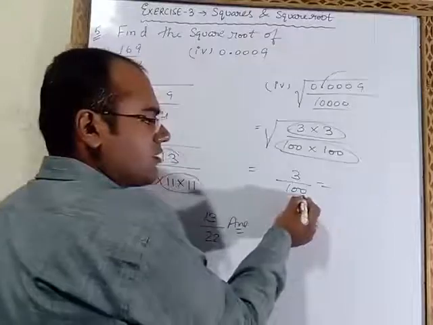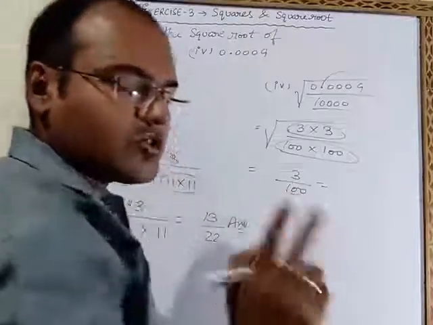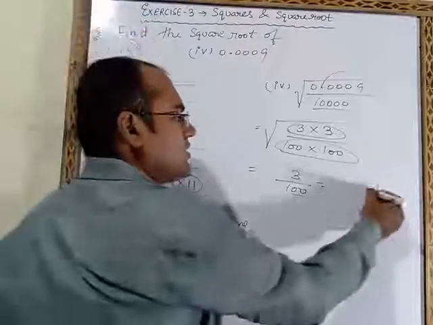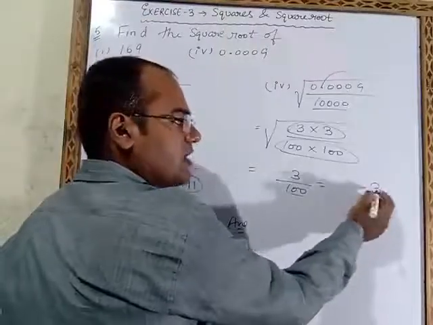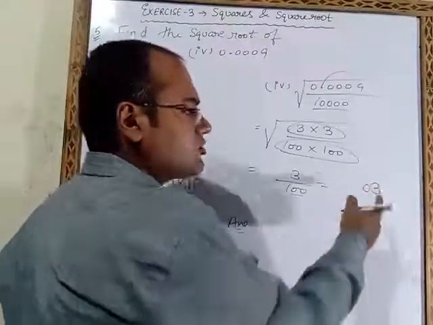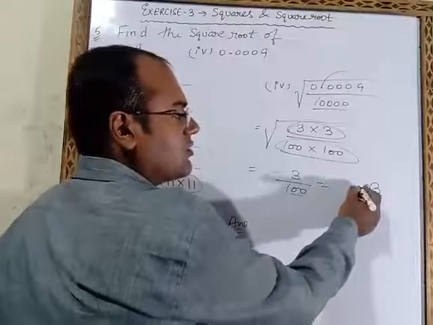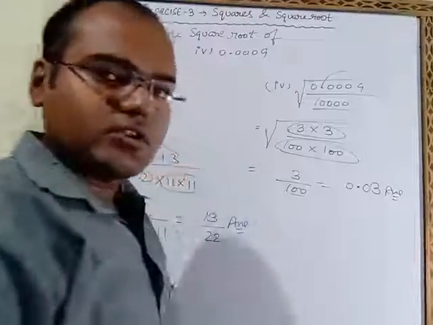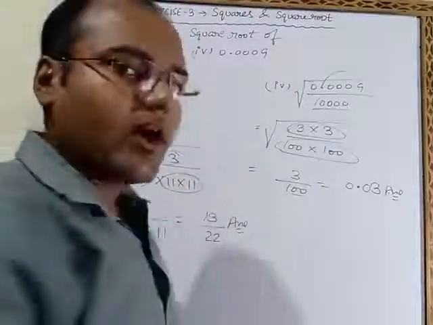3 upon 100. 2 zeros are coming, so we have to put the decimal before 2 digits. So 3. Before 3, no digit is coming. We will take 1 zero. So 2 digits are there now, 0 and 3. Point we will put here. So this is your final answer. So like this you have to do this question number 5.